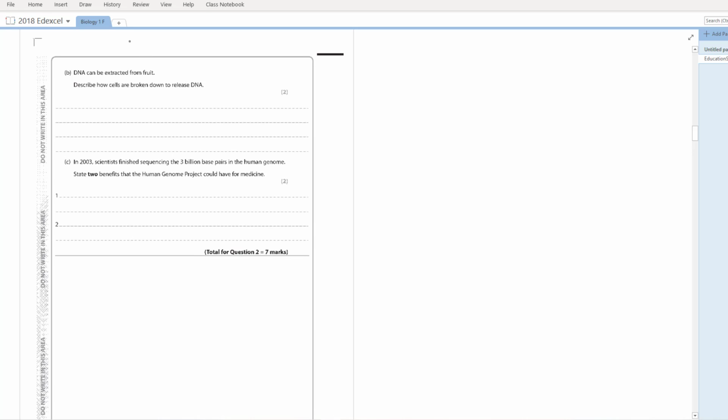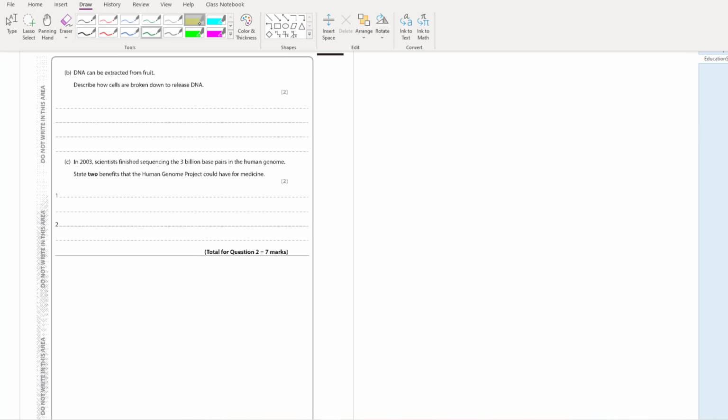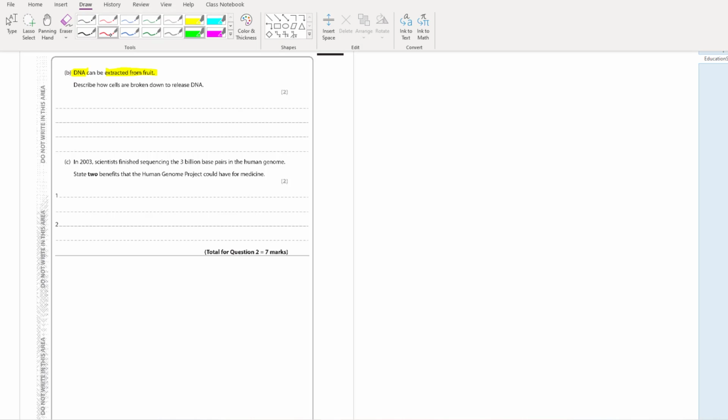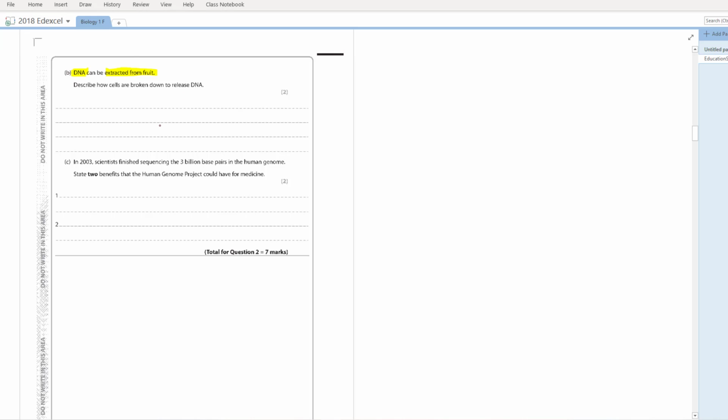Now, the next part of the question gives us a statement: DNA can be extracted from fruit. Within the lesson, you might have extracted DNA from strawberries, or from peas, or from kiwis, or from something else completely different. But this question is just asking you about the process of extracting DNA from fruit. The question says, describe how the cells are broken down to release DNA. So the cells that the fruit is made from.